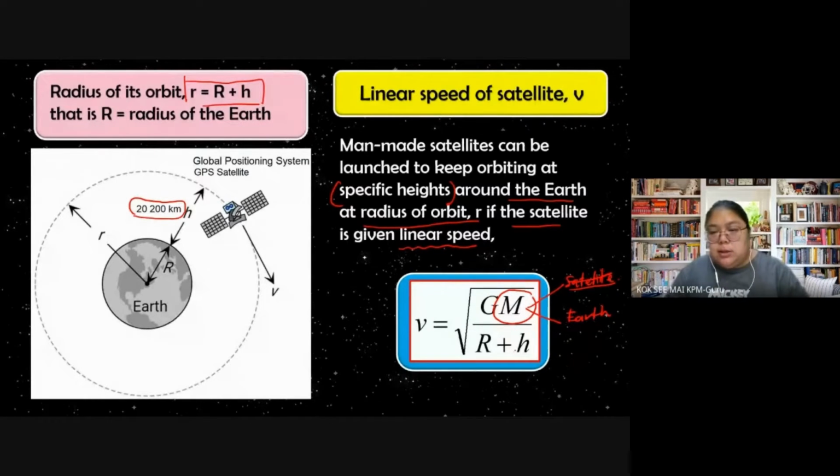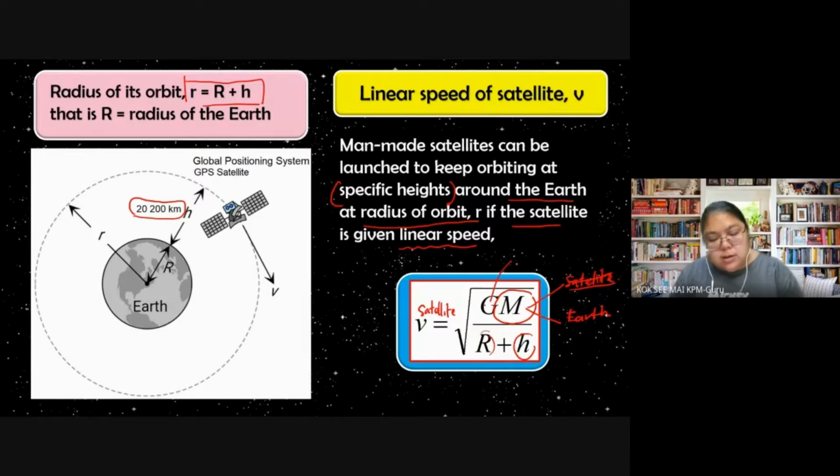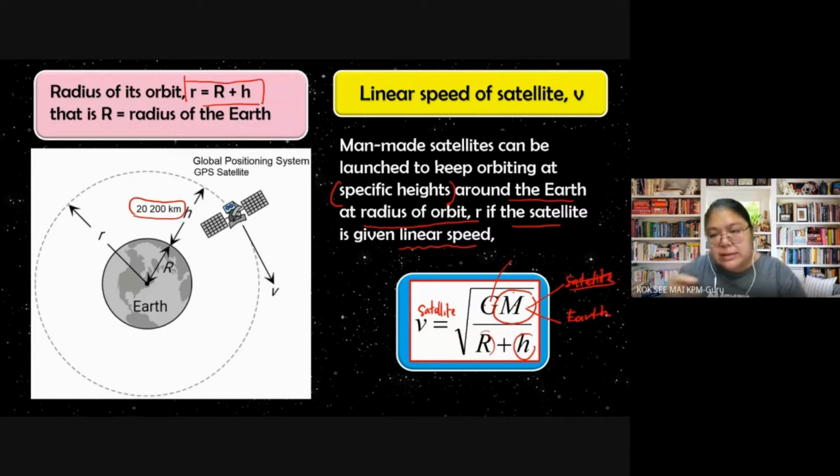Mass for the Earth. So this one is the radius of the Earth. This one is the distance from the satellite to the Earth. This one is the speed of the satellite. This one is a constant value. G and M are constant values. G is the gravitational constant, and M is the mass of the Earth. Okay, it means the equation is for satellite speed around the Earth. So that means we never count this one as the satellite. If you count this one as the mass of the satellite, the meaning is you count a satellite around a satellite.